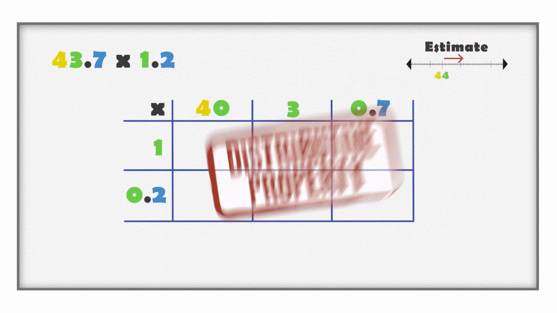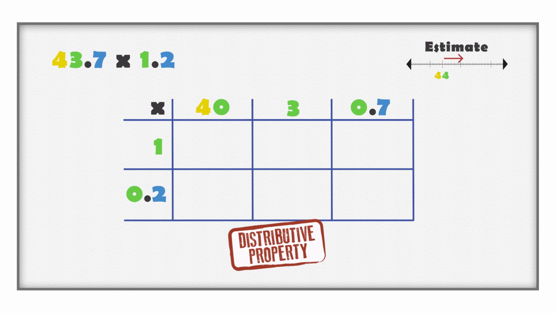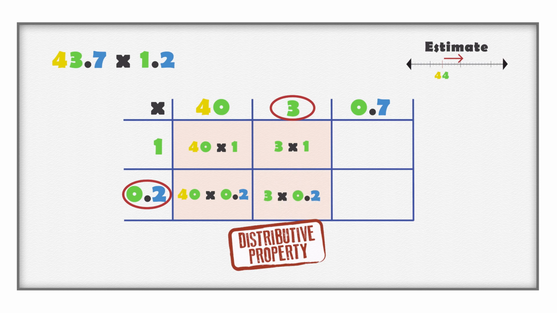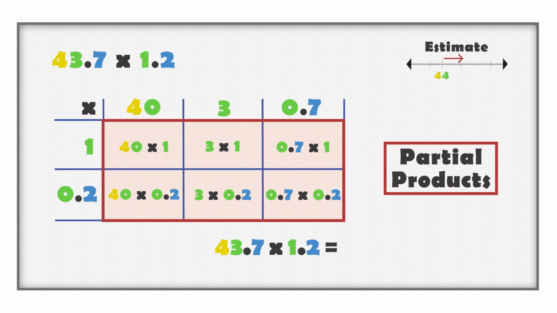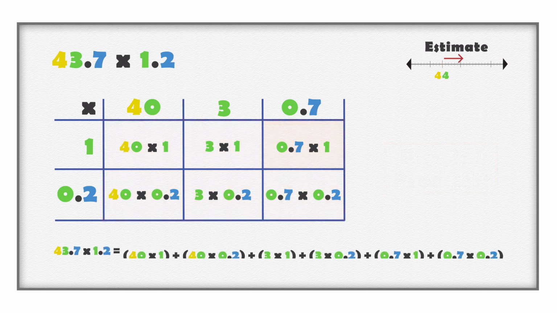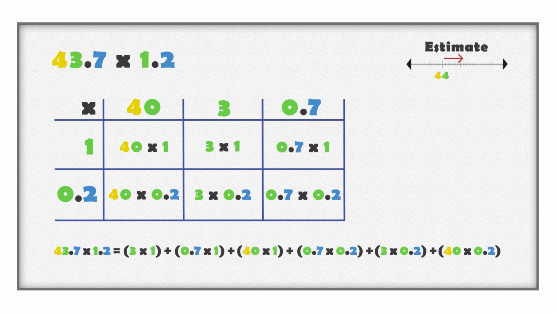When we use the distributive property, we multiply the value of each digit in one number with each digit in the other number, and then add the partial products. Multiply 40 with 1 and with 2/10ths. Multiply 3 with 1 and with 2 tenths. Multiply 7 tenths with 1 and with 2 tenths. To find the product of 43 and 7 tenths and 1 and 2 tenths, add together the partial products. The partial products can be calculated in any order.